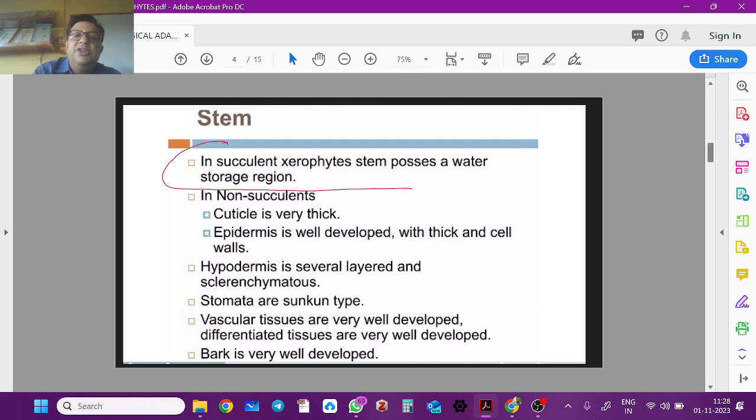In succulent, xerophyte stem possesses a water storage region. So the stem has got a water storage region. Inside the stem, you find a place where water is stored. That is why it becomes thick. Water is stored over there. Sap. In non-succulents, those which are not succulents, not like cactus, like some other dry plants, the cuticle is very thick.